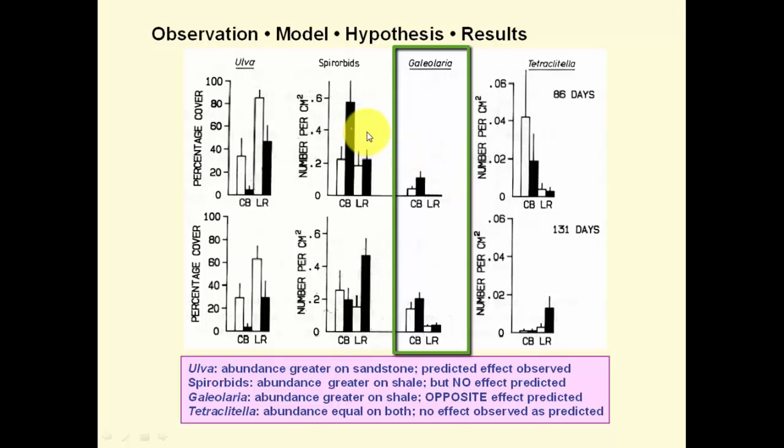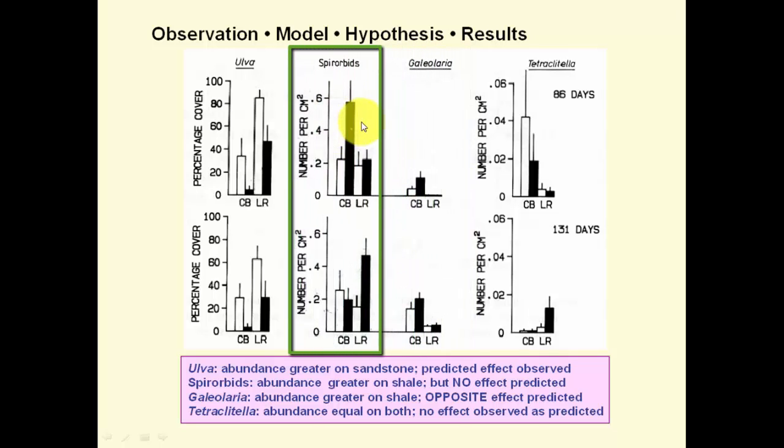Go over to the spirorbids. Here I actually said nothing is going on, and oops, wrong again. Nearly 3 times as many of these on the shale at Cape Banks than on the sandstone. And I said nothing would happen. Also, a bit of a difference at Long Reef in the same direction, but the error bars are quite large, so that's not statistically significant. Down here at Long Reef, it is. And again, there's more on shale than on sandstone.